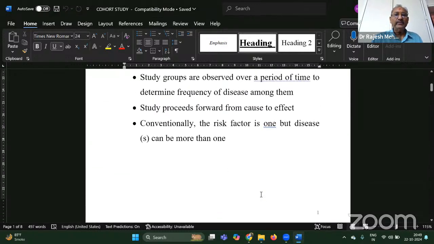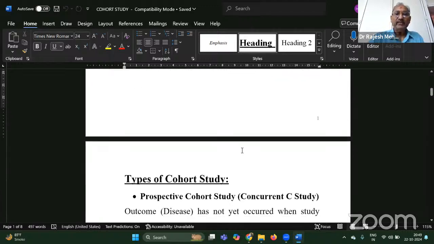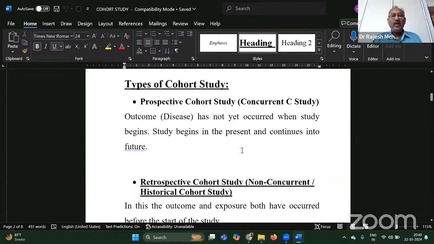So they have written the risk factor is one, but diseases can be more than one. In our case control study, disease was one, but there may be multiple risk factors, right? But it could be like this: multiple risk factors, multiple diseases can also be evaluated. Now, the prospective cohort study is easy to understand, right? See, we start with the risk factor yes and risk factor no, right? And then we follow them up.